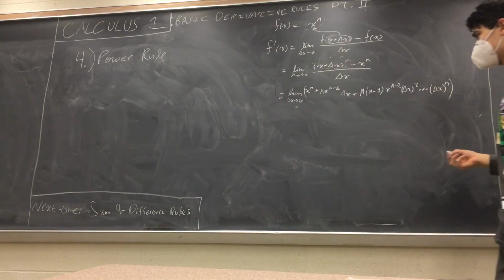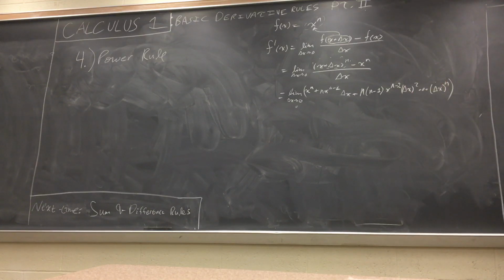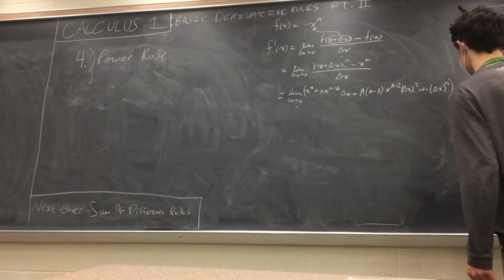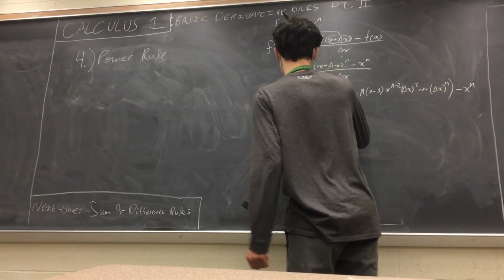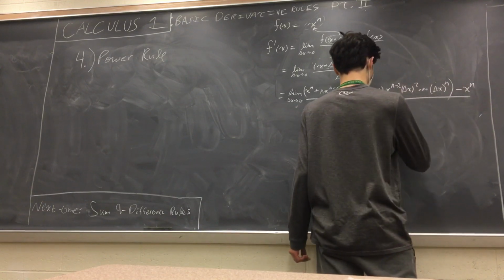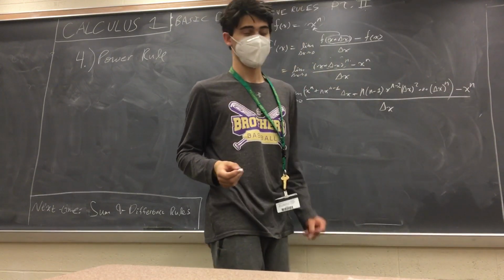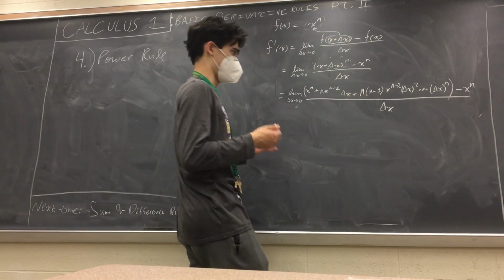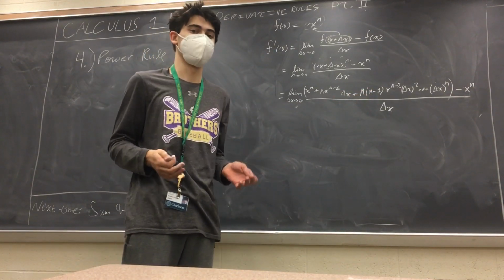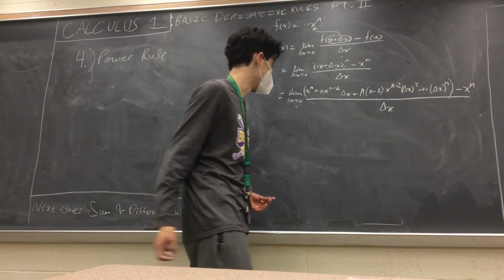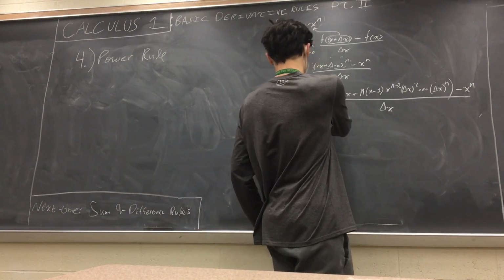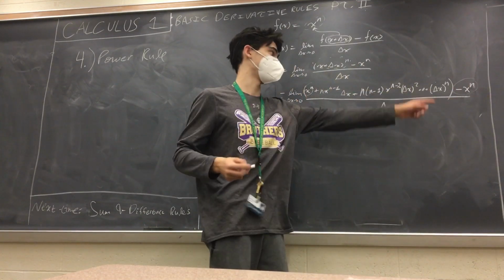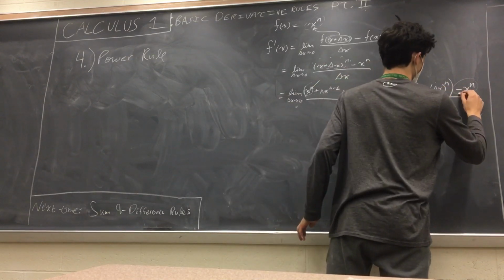So all of this, and it keeps going on depending on how big your n is, minus x to the n, all over delta x. Now I didn't write out this entire expansion, but I don't need to write out the entire expansion, and we'll see why in a minute. So this x to the n, and we have negative x to the n, x to the n minus x to the n. These will cancel out.